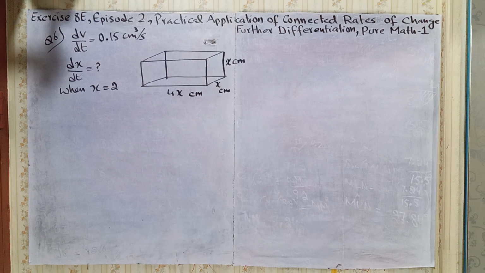Okay, so you see I have tried to draw a cuboid, and the dV by dt, the rate of change of the volume, is given, that is 0.15 centimeter cube per second. The question is to find the rate of increase of x when x is equal to 2. Very simple, straightforward question. You know the cuboid, its volume is length multiplied by width multiplied by height. So you multiply the 3 dimensions.